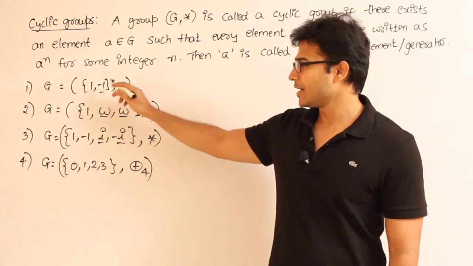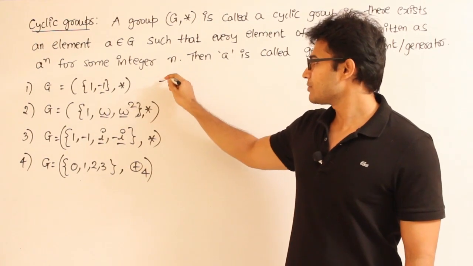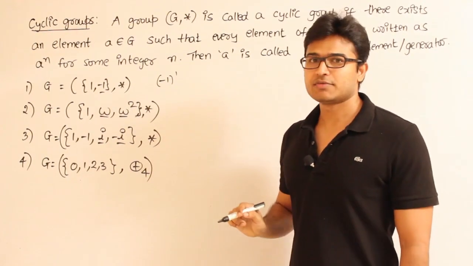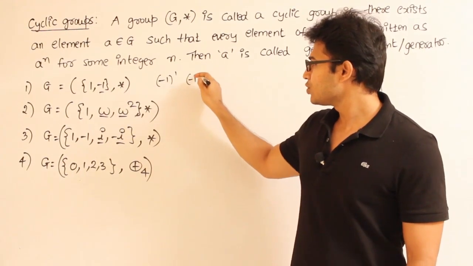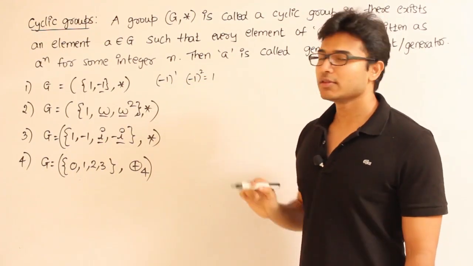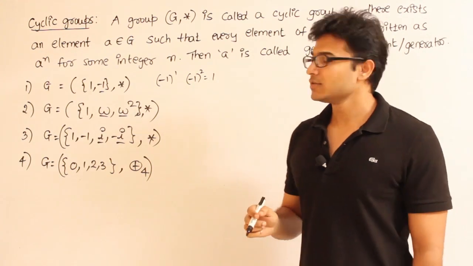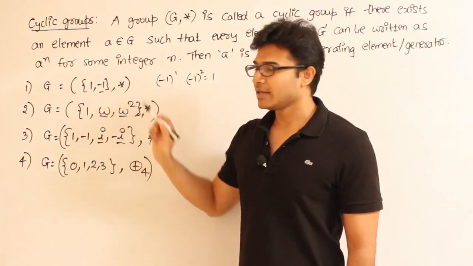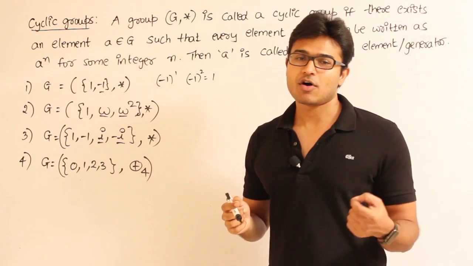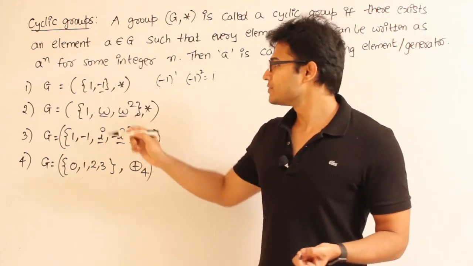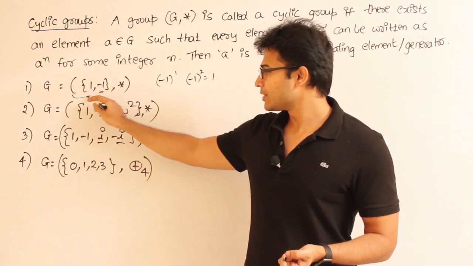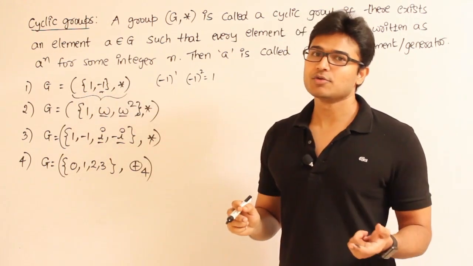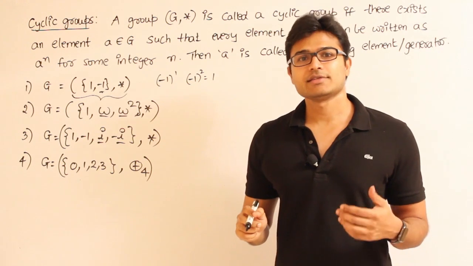So if I use -1, -1 power 1 is nothing but -1, therefore -1 is generated, and -1 power 2 is 1, therefore 1 is also generated. So this particular element -1 can be used to generate all the elements of this group. That is why this is called a generator. And such a group, if there is a generator in a group, then that group is called a cyclic group.